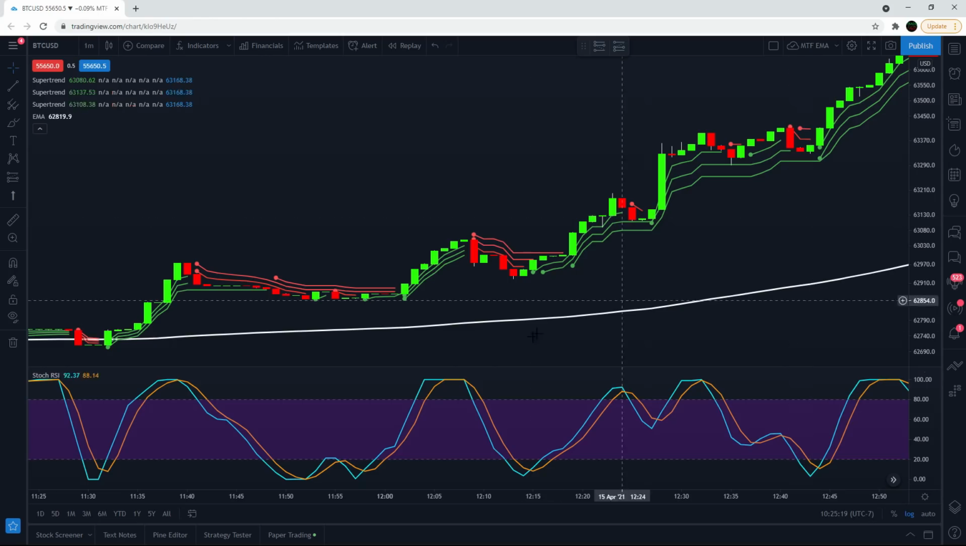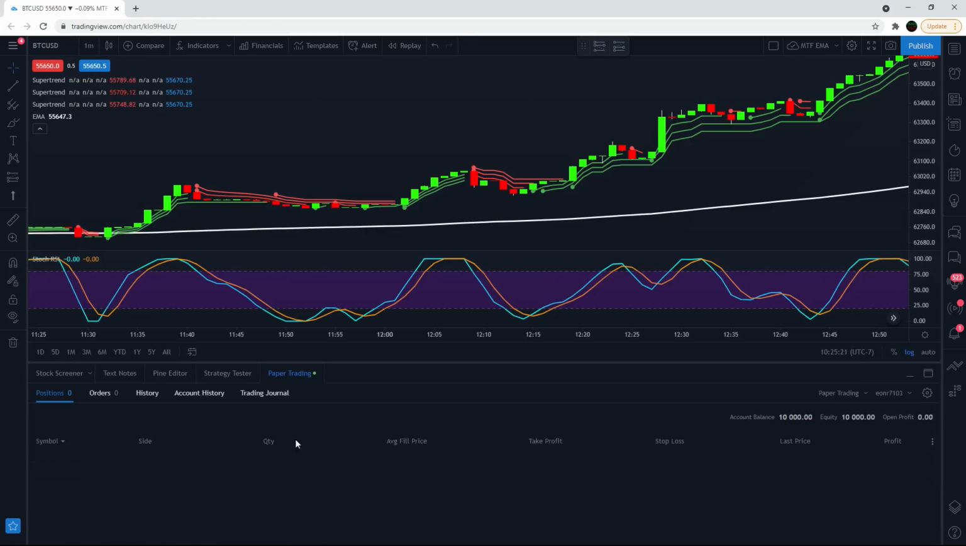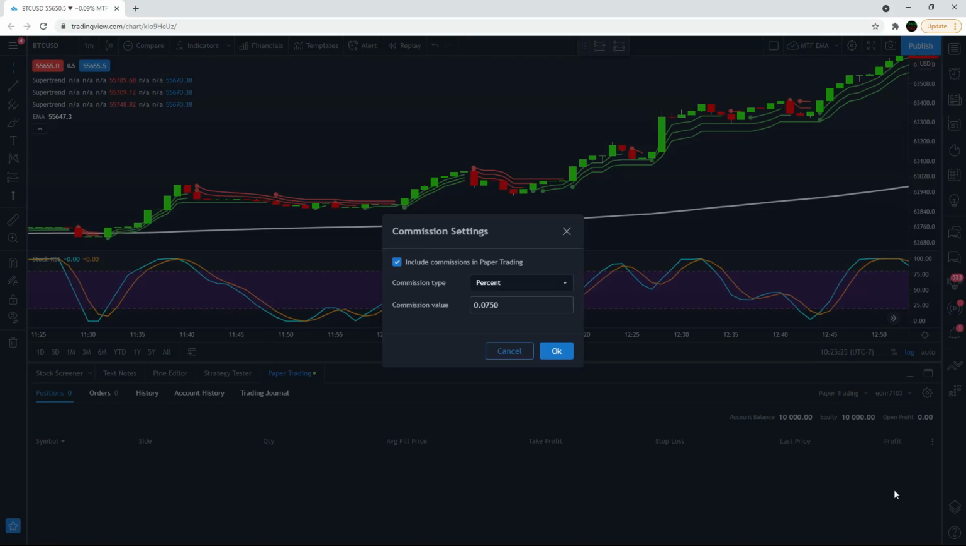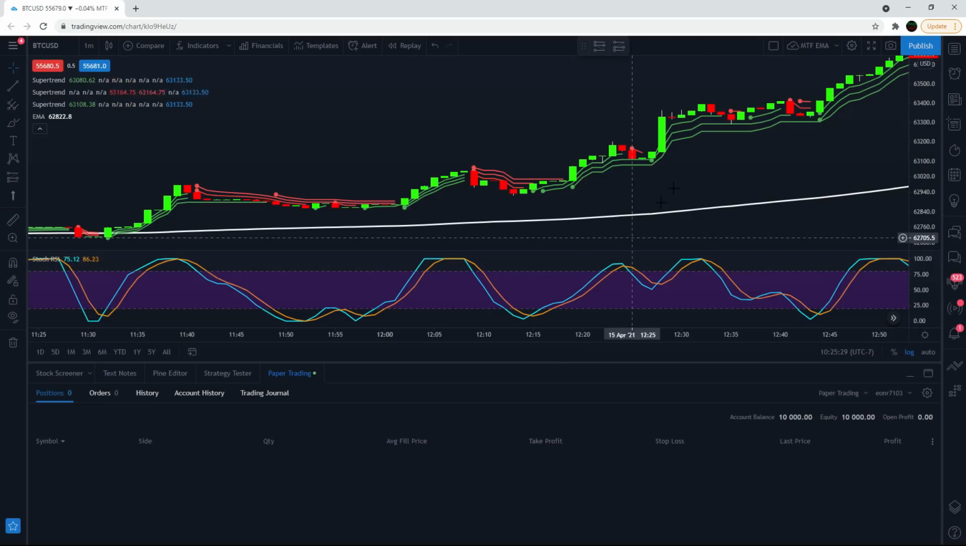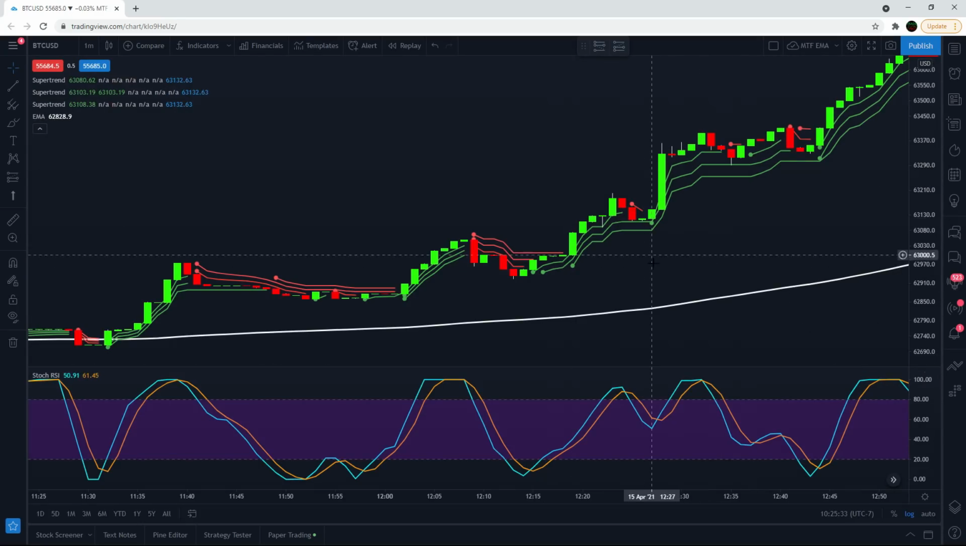But first I want to show you the account. So this is a $10,000 paper trading account, and the commission settings are set to 0.075%. So that is comparable with Bybit, which is the exchange data that I'm using to do this on. But let me go over the strategy really fast, and then I'll get into the actual 8-hour challenge.